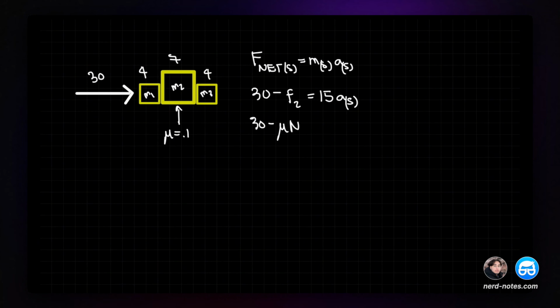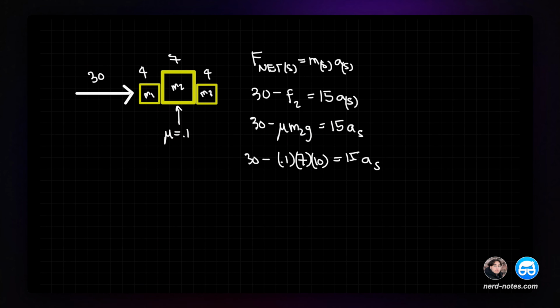And again, just to fill it out at once, the normal force is going to be equal to the weight because the block is in equilibrium vertically, so therefore the normal force is equal to the weight force, mg. And so we can replace N with m2g, is equal to 15 times the acceleration of the system. Let's just plug in the remaining numbers here. So it's going to be 30 minus 0.1 times 7 times 10 for gravity, is equal to 15 times a. And then obviously you can just solve for acceleration.